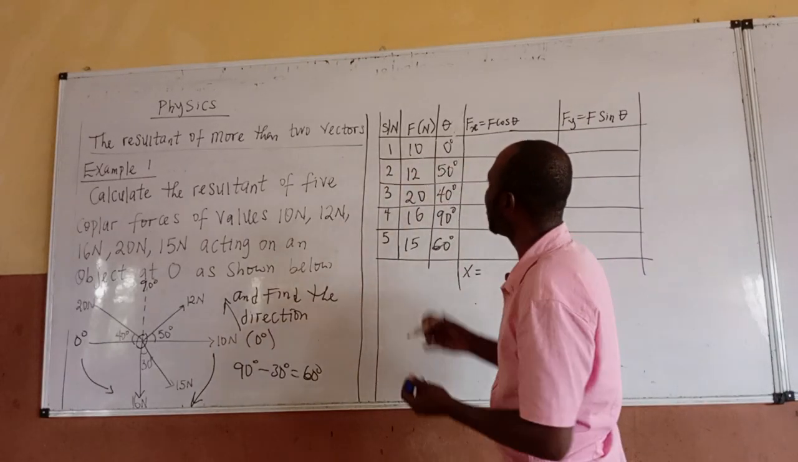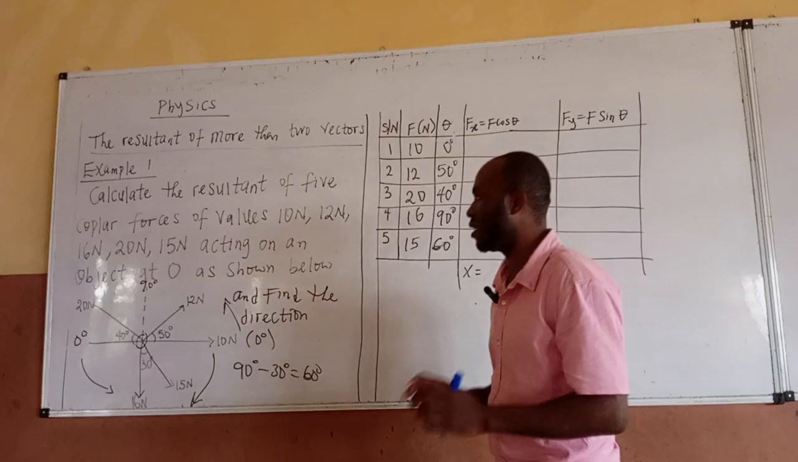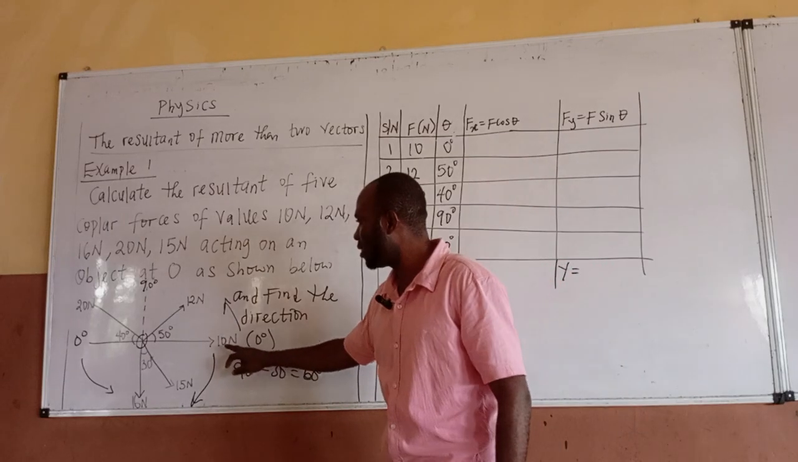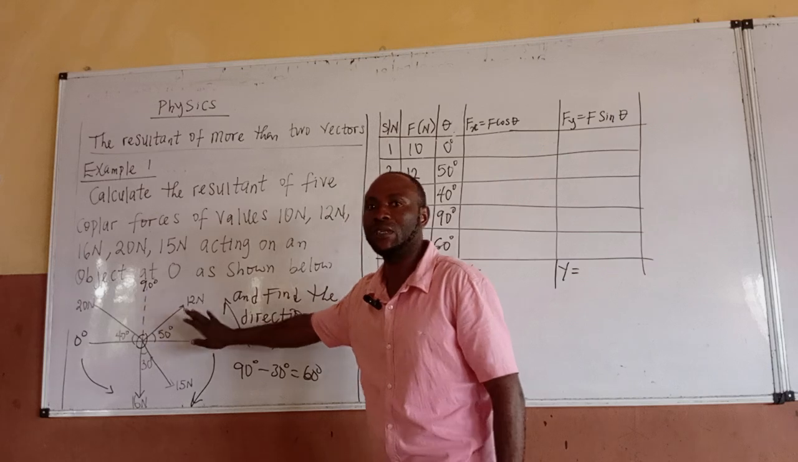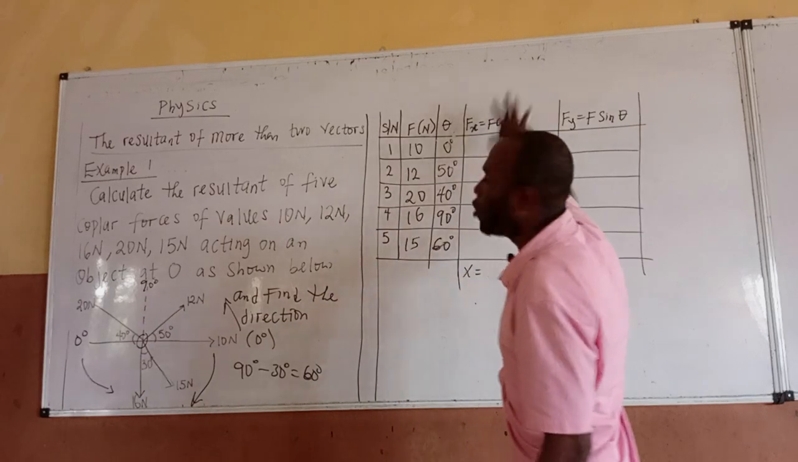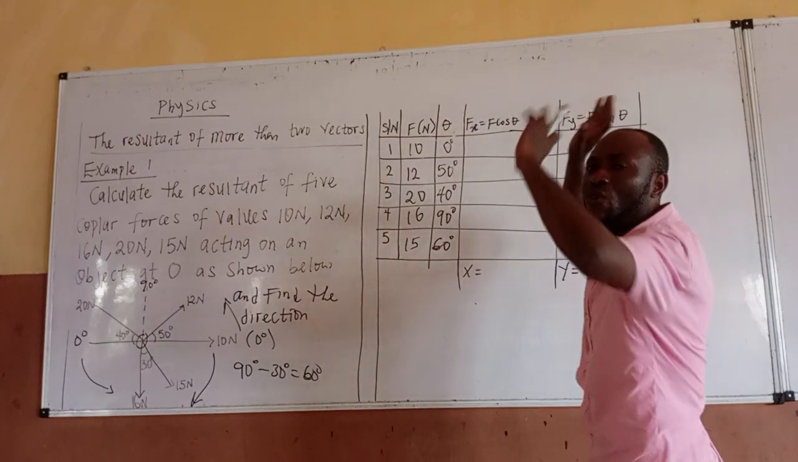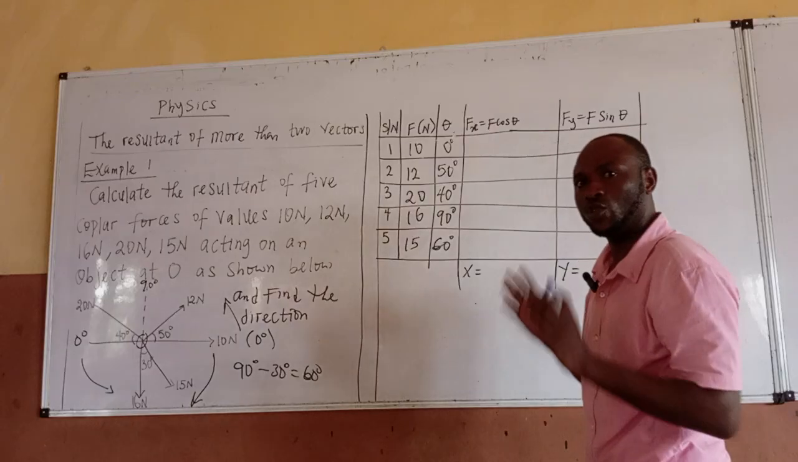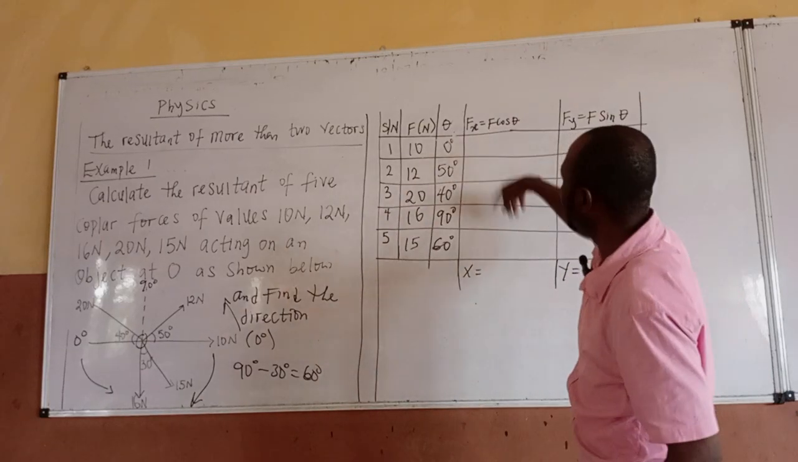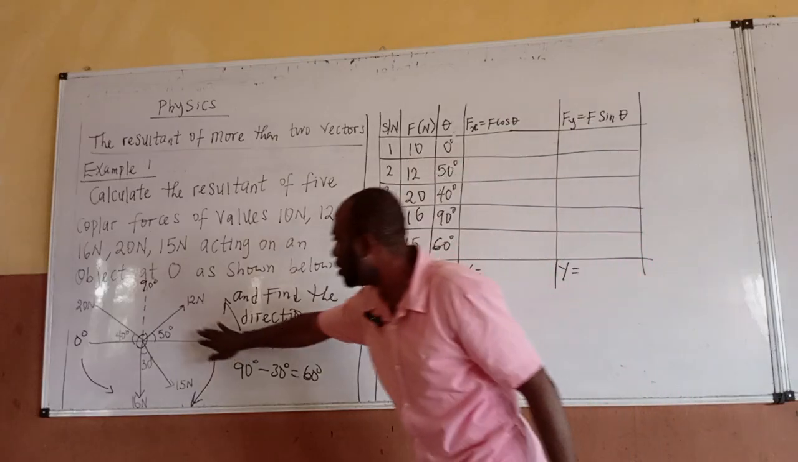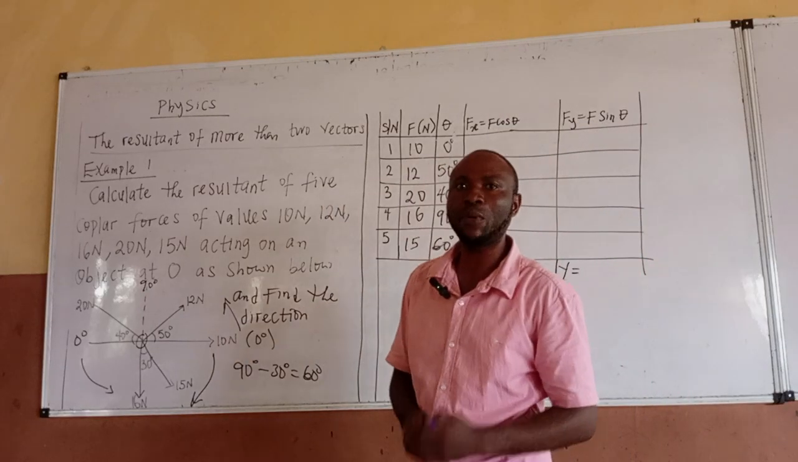So you first ask yourself, you talk about the sign first. This 10 Newton is in the first quadrant, so anything in this quadrant is positive. You can say that the horizontal component is talking about only cos. You now check the cos here. Now the cos in this place is what? Is it positive or negative?